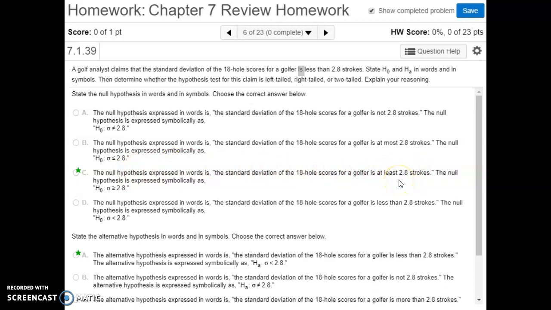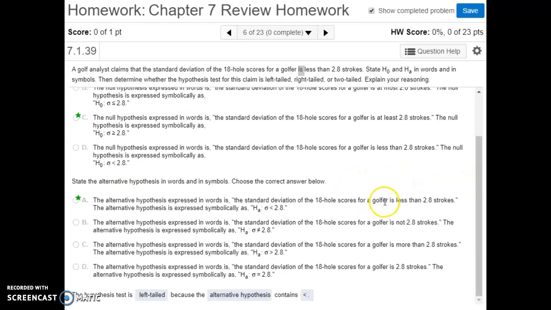And then for the alternative, it's our claim there that it's less than 2.8 strokes, and that's how we write it in symbols with the less than symbol. Whether a hypothesis test is left-tailed or right-tailed all depends on the alternative hypothesis. And you can tell by the symbol in the alternative hypothesis, it's a less than, it's pointing to the left. This will be a left-tailed test.